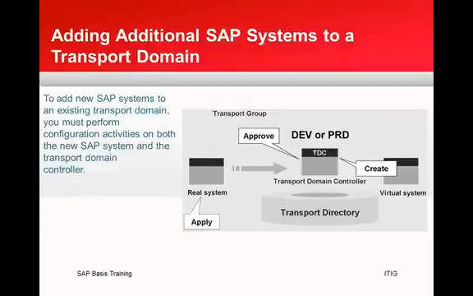Okay, now here you can see adding an additional SAP system to a transport domain. To add an additional new SAP system to an existing transport domain, you must perform configuration activities on both the new SAP system and the transport domain controller.